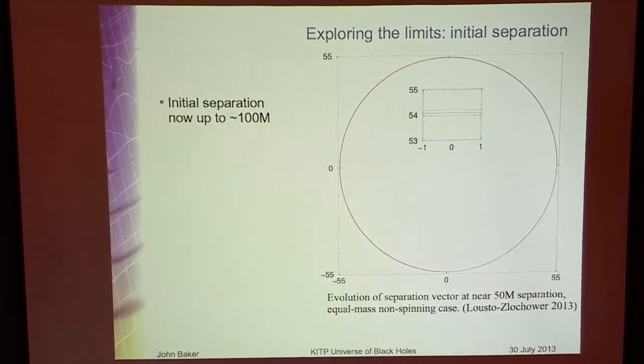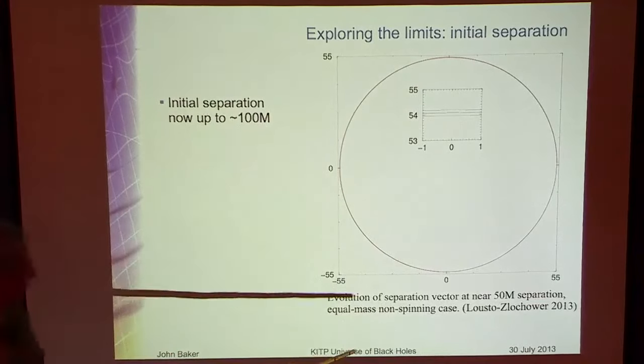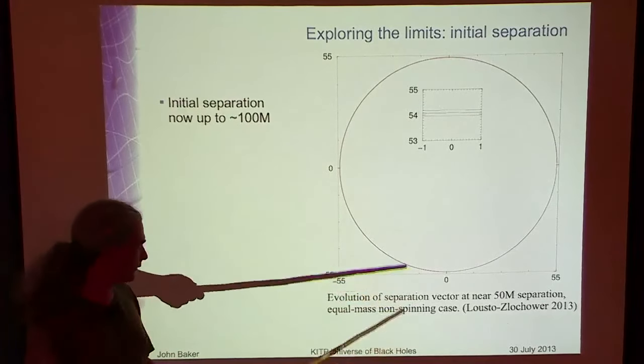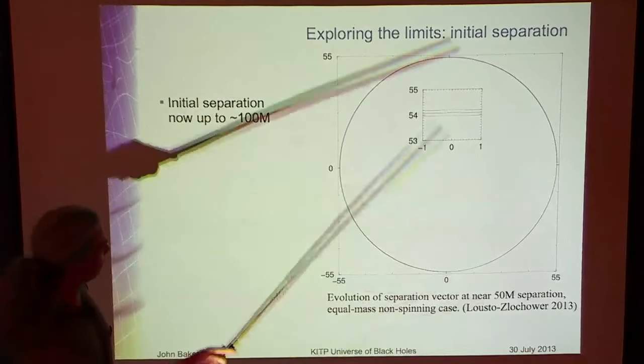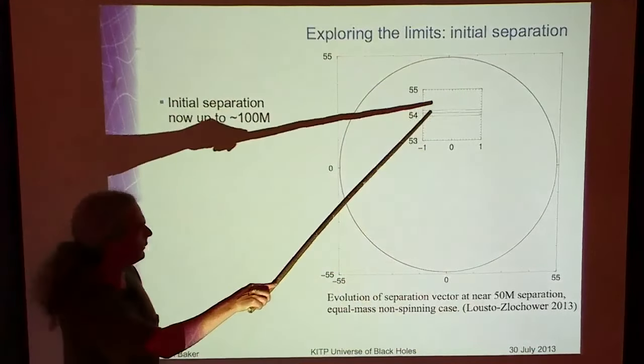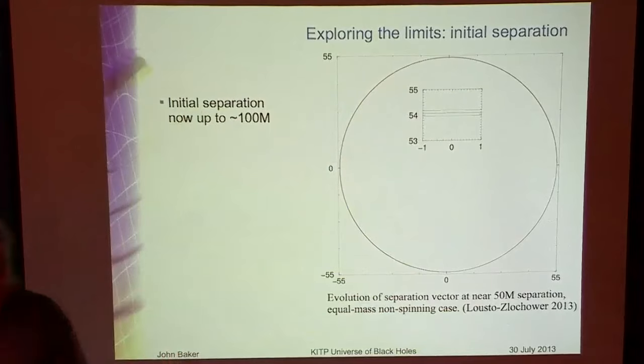And here's another RIT. They really like doing these exotic, fantastic, cool stuff. So this is a separation in a recent paper of Lou Stone's Wilshower of approximately 50 m initial separation. So this goes around a little over 2 orbits, and you can see there's a zoom in where you see the separator.